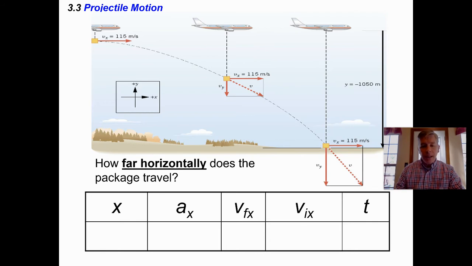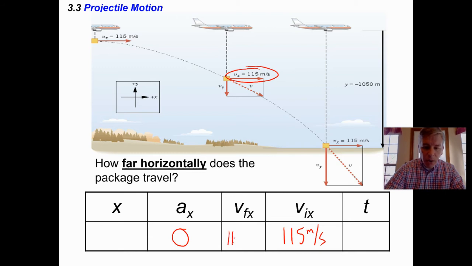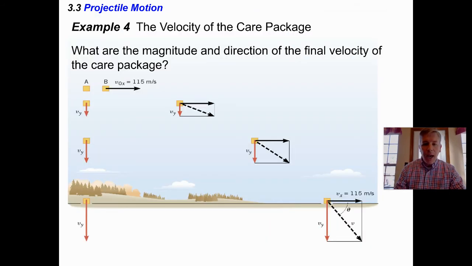So how far horizontally does the package travel? Horizontally, you don't really know a whole lot. We know the initial horizontal velocity, 115 meters per second, and we know it doesn't change because there is no acceleration in the horizontal direction. So the final is also 115 meters per second. We can use the time we just came up with, this 14.6 seconds, and we have to, because we don't have anything else to find this information.